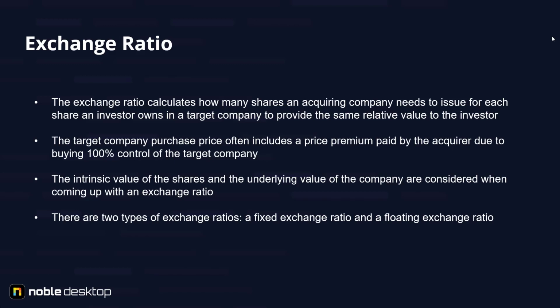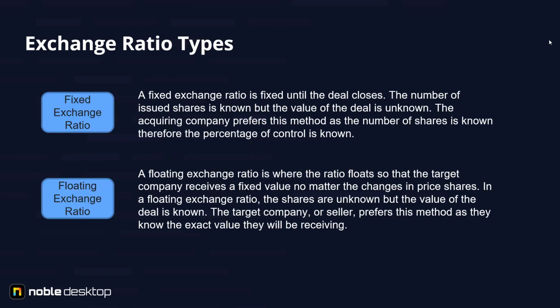There are two types of exchange ratios: a fixed exchange ratio and a floating exchange ratio. A fixed exchange ratio is fixed until the deal closes. The number of issued shares is known, but the value of the deal is unknown. The acquiring company prefers this method as the number of shares is known, therefore the percentage of control is known.